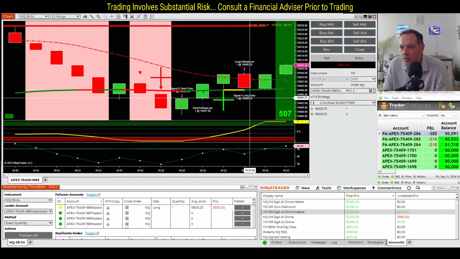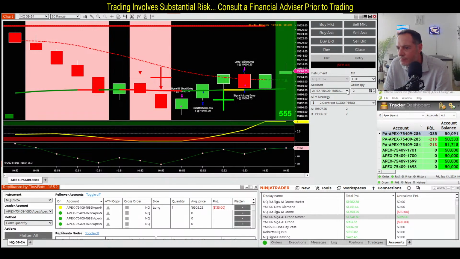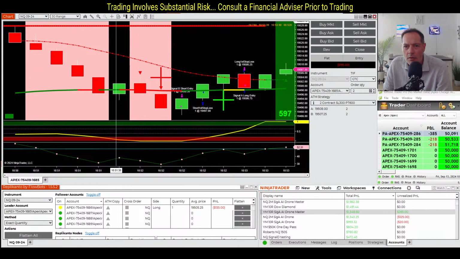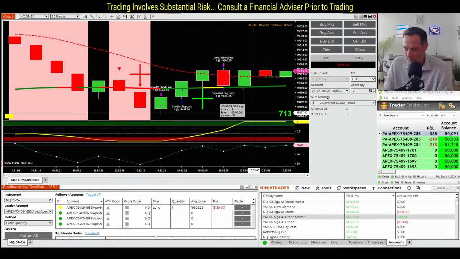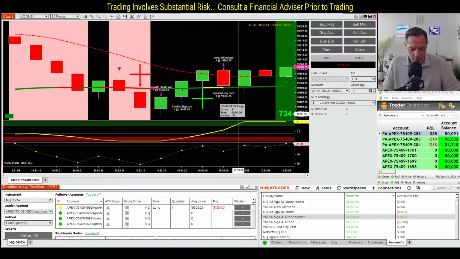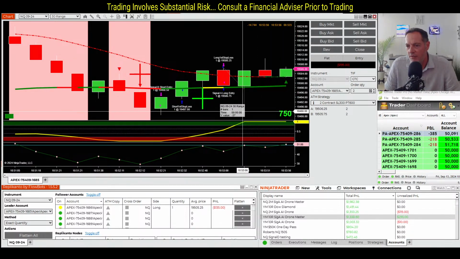Signal A long entry. Pulled back on us a little too far. Didn't have the stomach for that one. It pulled back 37 ticks. I'm running a 25 tick stop, so I needed to bump that up 12 ticks to stay in the trade. Not worth it.